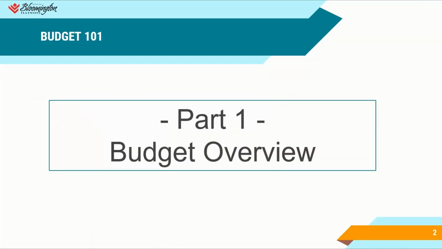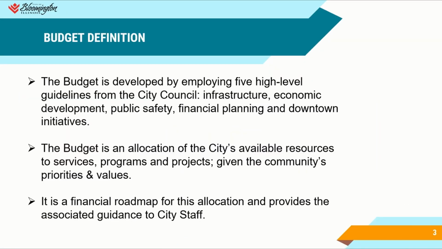Part 1, Budget Overview. The budget is developed by employing 5 high-level guidelines from the City Council: infrastructure, economic development, public safety, financial planning, and downtown initiatives. The budget is an allocation of the city's available resources to services, programs, and projects given the community's priorities and values. It is a financial roadmap for this allocation and provides the associated guidance to city staff.